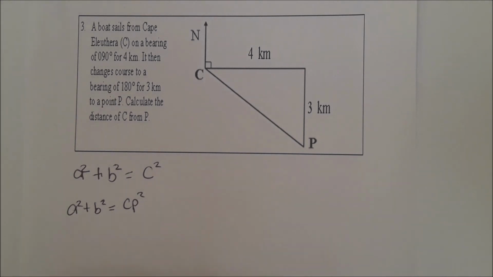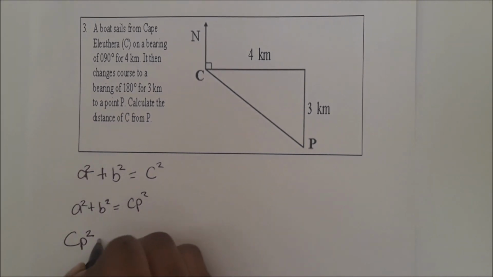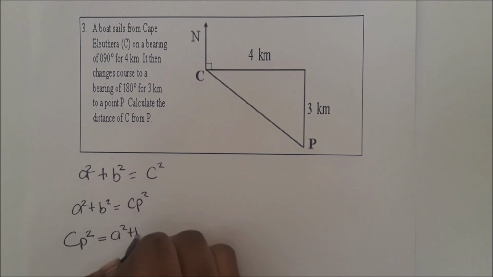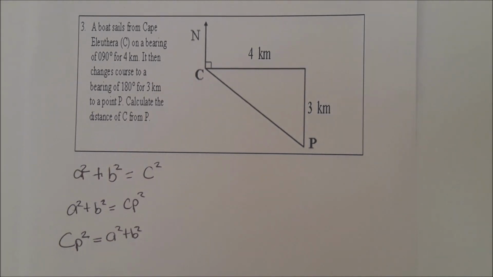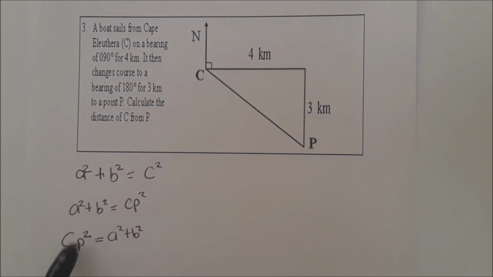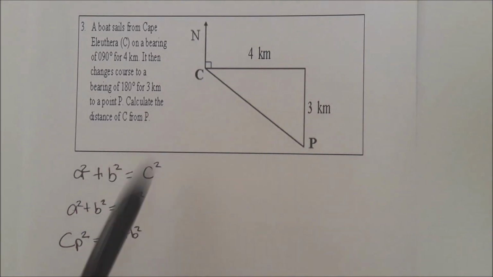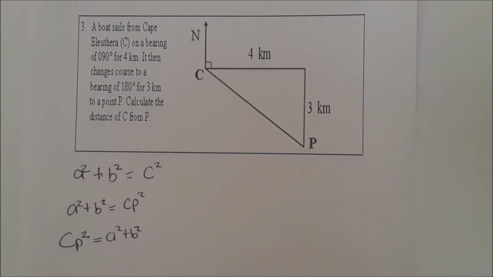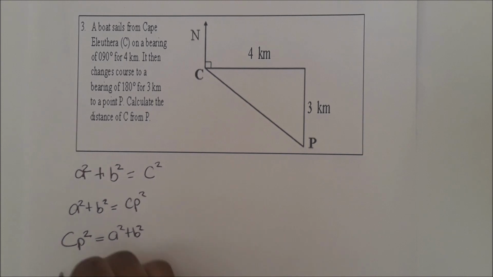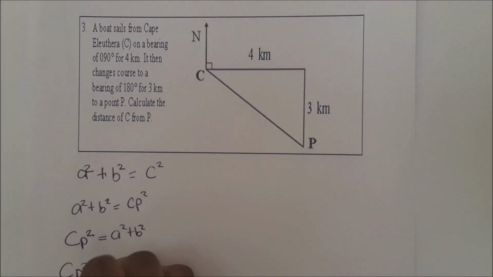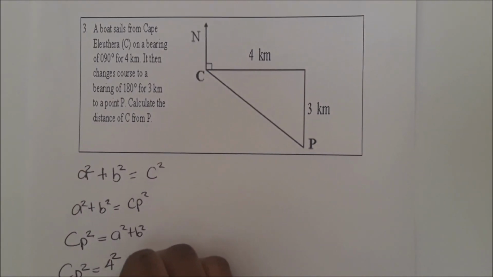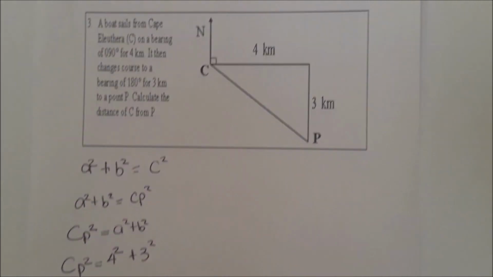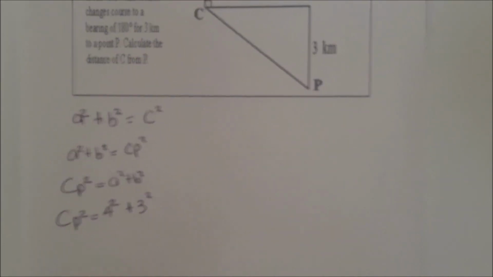Do you want me to switch it around? Put CP to the front, yeah. CP squared. So we're going to switch it around. It doesn't change the equation. So we're going to find CP squared, but we know the two values for a squared and b squared. It doesn't matter which sides, these just represent sides. So we're going to say CP squared equals 4 squared plus 3 squared. These are our two sides that were given.